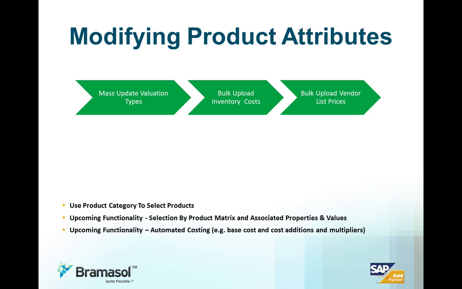Next, we're going to modify the product attributes, again using a mass update or a bulk upload with an Excel tool. The first update will be the valuation that you saw earlier that was not activated. So that's a fairly simple update. Next, we'll bulk upload the inventory costs using an Excel tool. Now, these costs can be driven by the purchasing process, but sometimes you want to build in some overhead, the labor cost to move the product, or the overhead required for storing the product in a warehouse. Finally, we'll upload the vendor list prices to make the purchasing process more efficient if you've got a known agreement with a vendor with specified prices.